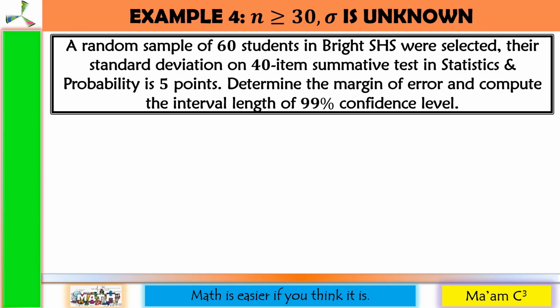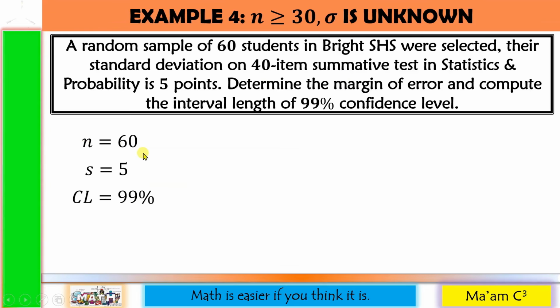Another example, a random sample of 60 students in Bright Senior High School were selected. Their standard deviation on a 40 item summative test in statistics and probability is 5 points. Determine the margin of error and compute the interval length of 99% confidence level. Our given here, we have a random sample of 60, so n is equal to 60. The sample standard deviation is 5 points, so S is equal to 5. This 40 here is just a description of how many items are there in the summative test. Another given is 99% confidence level.